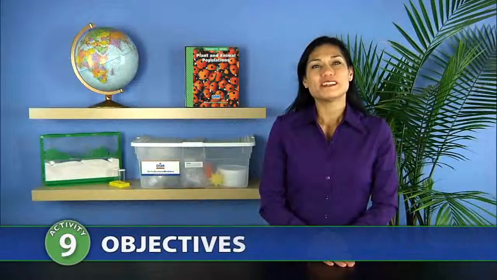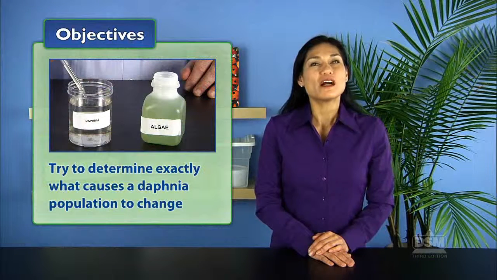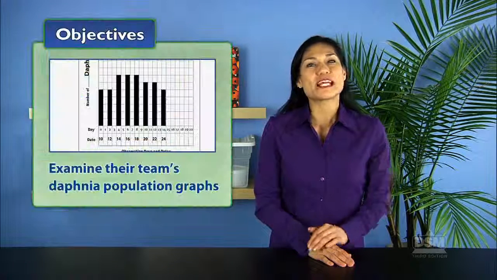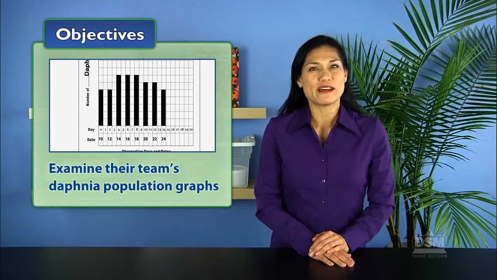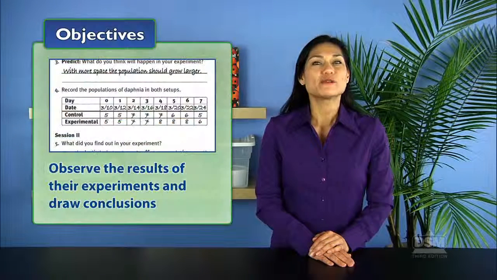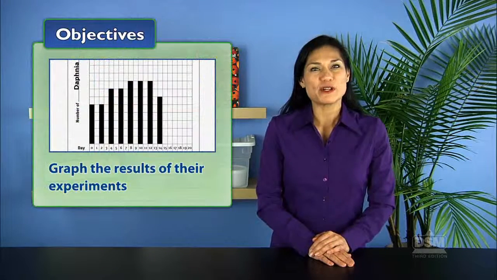In Activity 9, Population Experiments, students try to determine exactly what causes a daphnia population to change. They first examine their team's daphnia population graphs and discuss how the populations are changing, and then observe the results of their experiments and draw conclusions. Finally, students graph the results of their experiments.